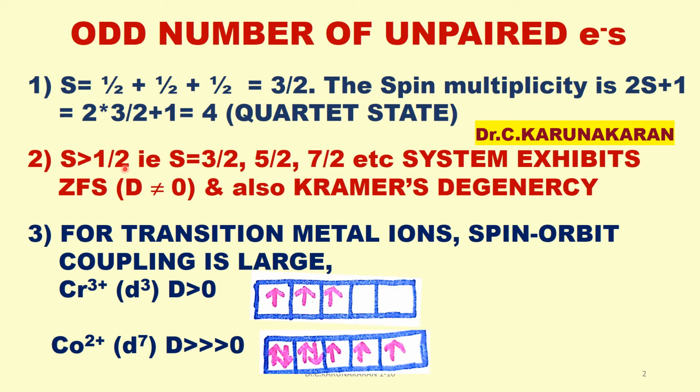For S greater than 1 by 2, for example, S equal to 3 by 2, there are 3 unpaired electrons, 5 unpaired electrons, 7 unpaired electrons, etc. Such systems exhibit zero field splitting and also Kramers degeneracy for odd number of electrons. We have already seen that for transition metal ions, the spin orbit coupling is large. We have already studied the LS coupling scheme in the previous class. Please watch the video lesson. For chromium 3 plus D is greater than 0, whereas for cobalt 2 plus D is very much greater than 0.